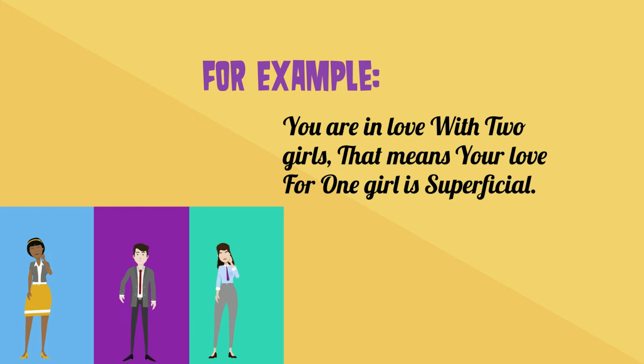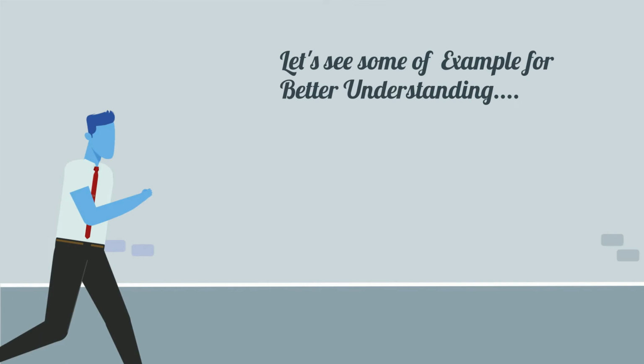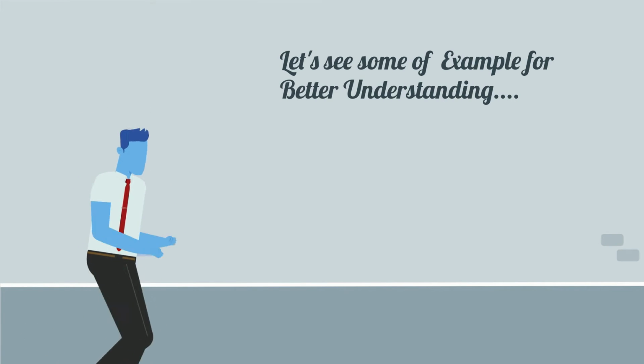For example, you are in love with two girls. That means your love for one girl is superficial. Let's see some examples for better understanding.